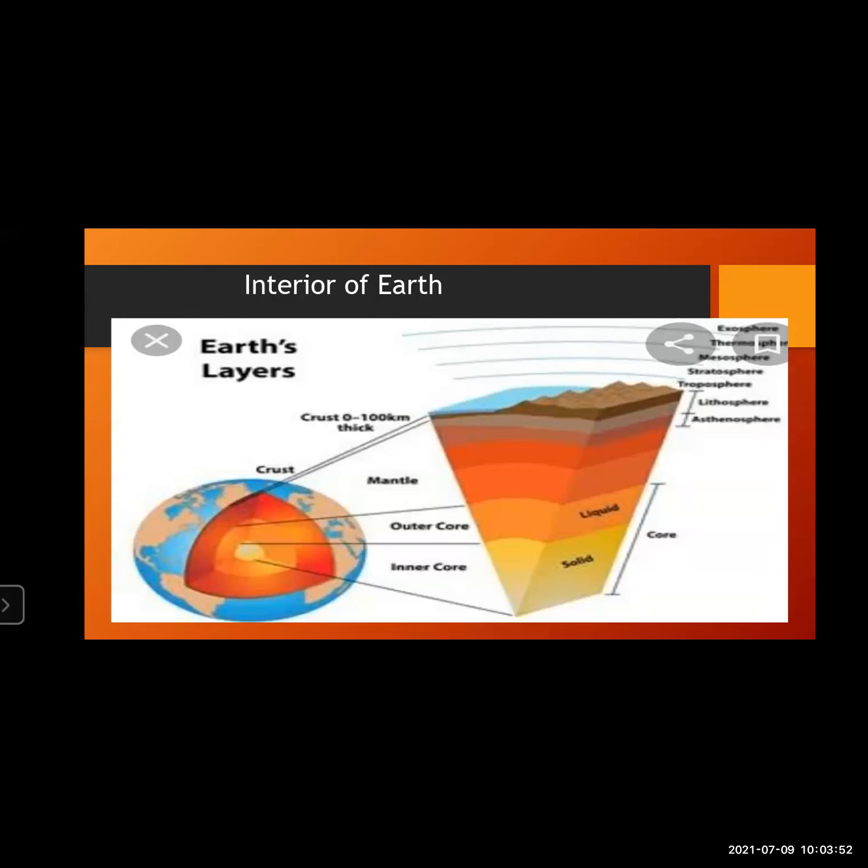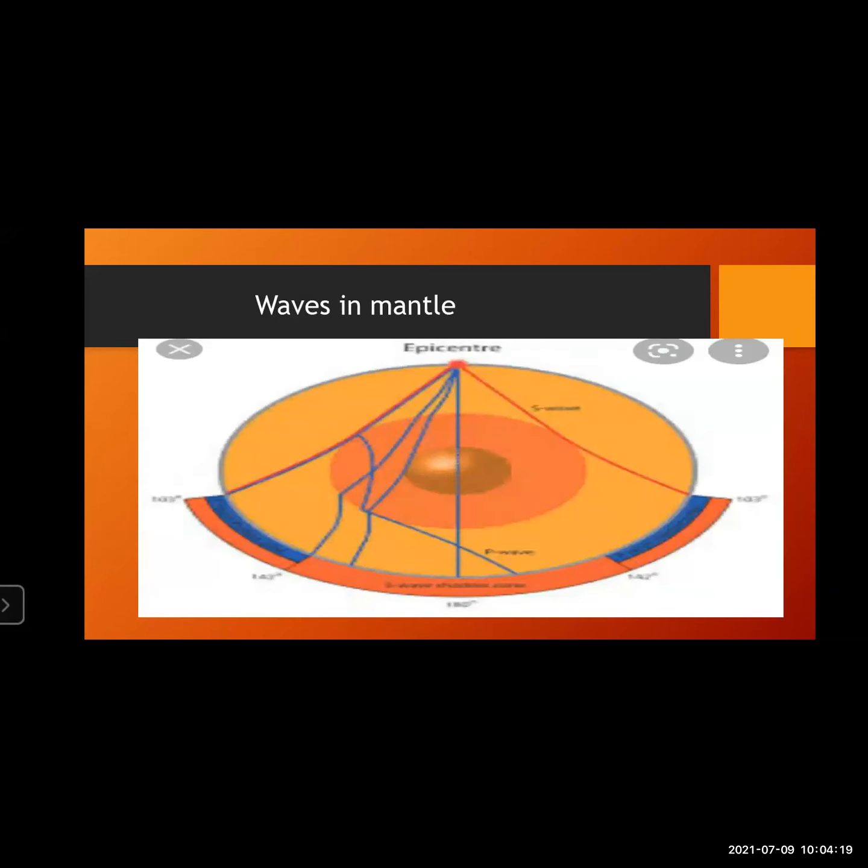So now what is actually happening here? We'll see. The movement occurs in the upper layer of the mantle, and the mantle is divided into two parts, the upper layer and the lower layer. Now, what is actually happening here? You can see here, these are the waves in the mantle.